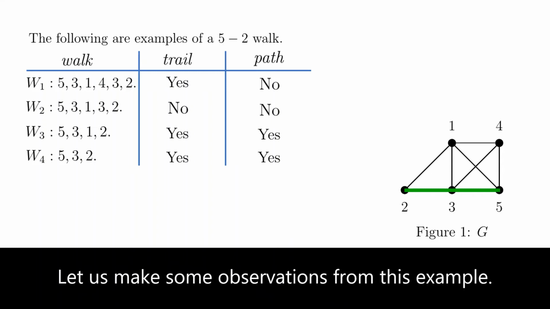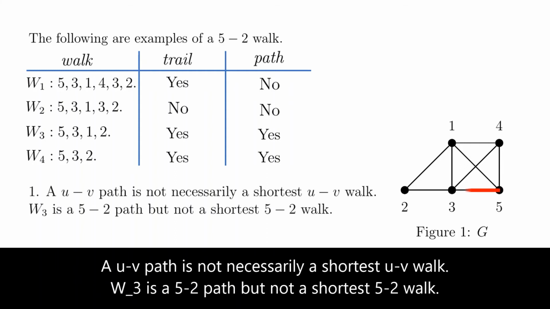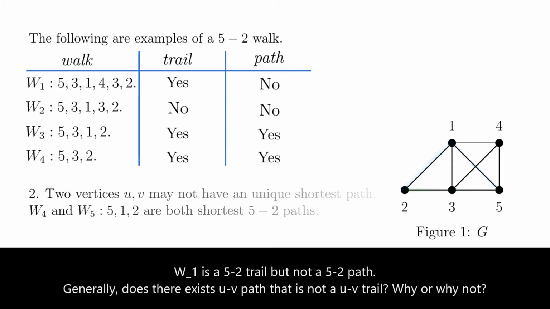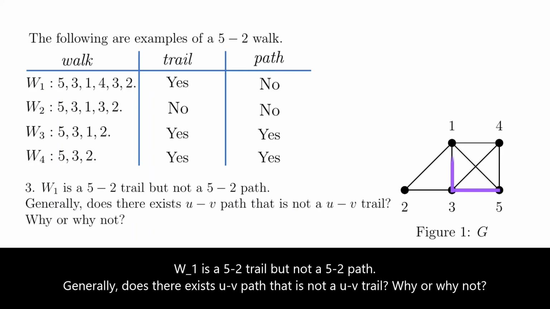Let us make some observations from this example. A u-v path is not necessarily a shortest u-v walk. W3 is a 5-2 path but not the shortest 5-2 walk. Two vertices u and v may not have a unique shortest path. W4 and W5, 5, 1, 2 are both shortest 5-2 paths. W1 is a 5-2 trail but not a 5-2 path. Generally, does there exist a u-v path that is not a u-v trail? Why or why not?